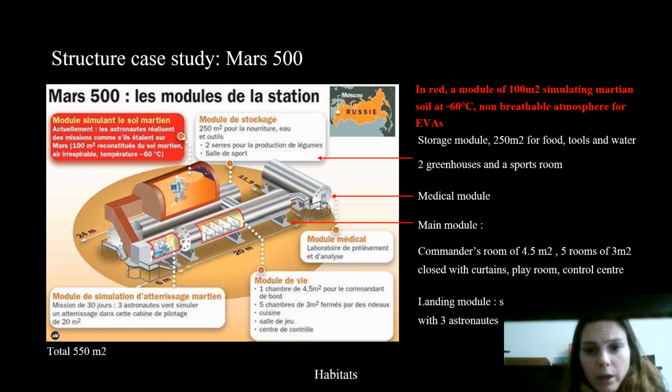There are 2 greenhouses and a sports room. Again, we're going to discuss this. Obviously, sports will be extremely important in space to maintain the cardiovascular system. You can argue that if you don't come back, it might not be that useful, but hopefully everybody will come back from Mars. And the greenhouse is obviously quite important if you want to grow your food for a long time. But there's also a storage module of 250 square meters for food, tools, and water.